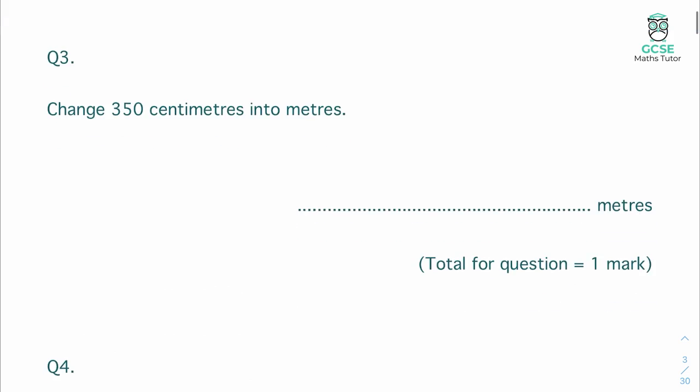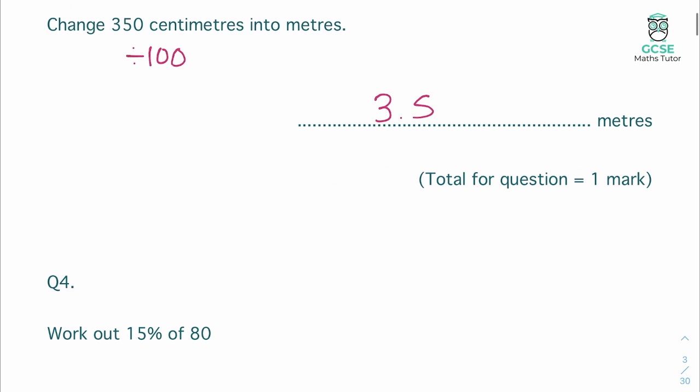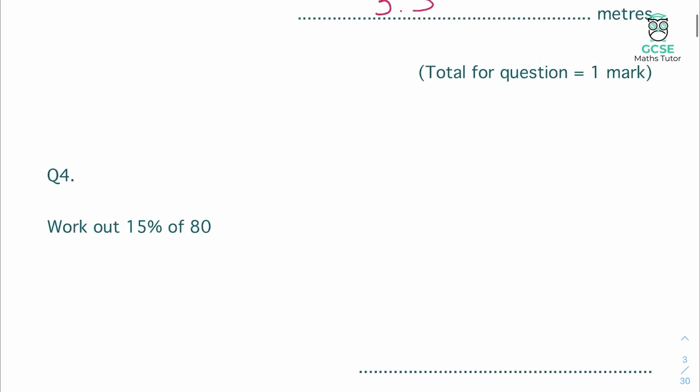We have to change 350 centimetres into metres. Well, there's 100 centimetres in every metre, so you could divide that by 100 if you want to write it as a division, but the answer would come out as 3.5. As there's 100 centimetres in every metre, we have 350 centimetres.